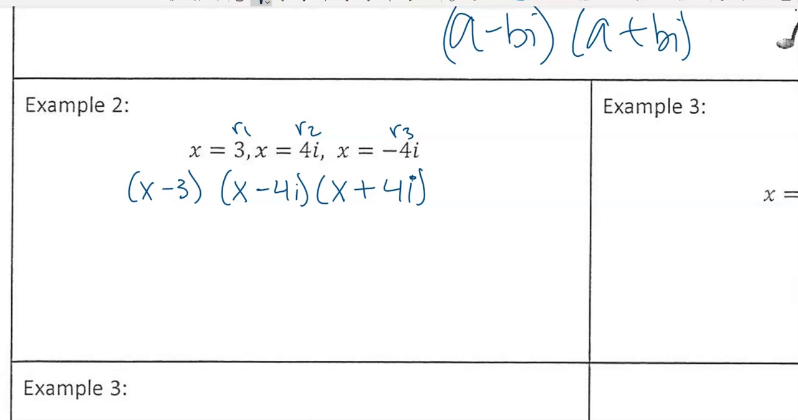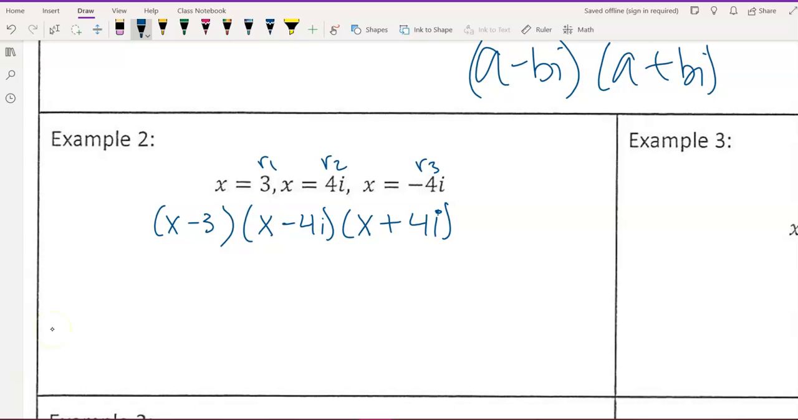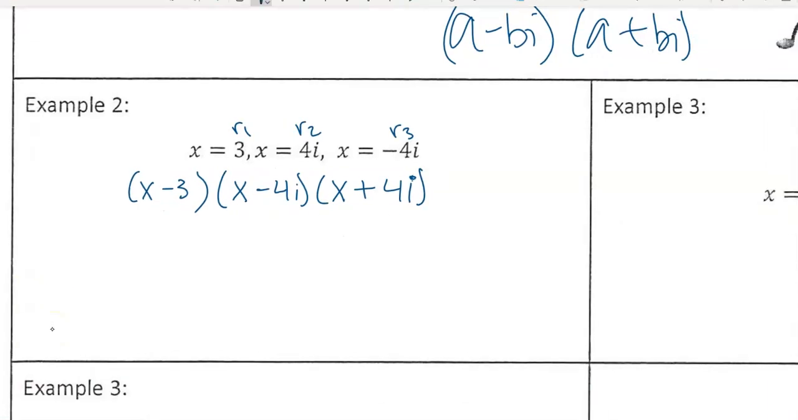Now that we have our roots written, if we want to get back to the polynomial, we can multiply everything out. Multiplying everything out, let's start with these i's first. x times x is x squared. x times 4i is 4ix. Negative 4i times x is negative 4ix. And negative 4i times 4i, negative 4 times 4 is negative 16, and i times i is i squared.